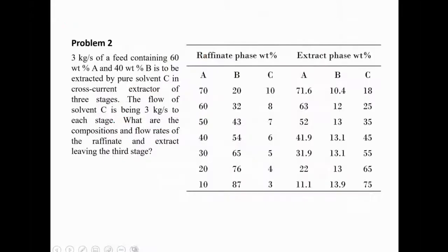Okay, so let's move on to the other problem here. You have 3 kilograms per second of a feed that contains 60% of A and 40% of B, solute and the carrier, the same equilibrium data, and is to be extracted by pure solvent C in a cross current extractor of 3 stages. So you're going to have 3 stages: stage 1, stage 2, stage 3. And in each stage, you're going to use a different amount of pure solvent.